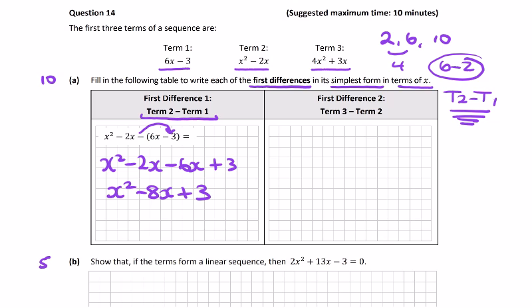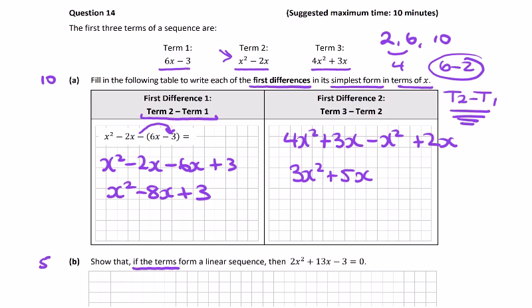Term 3 minus term 2 is 4x squared plus 3x minus x squared plus 2x. We can do that in one step. So this one will change signs with the minus in front. So we're going to get 3x squared plus 5x as the difference.